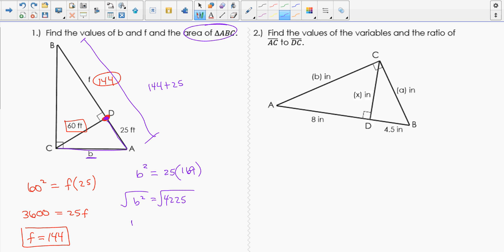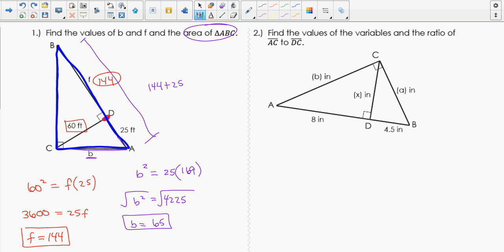And it works out nicely, so I don't have to worry about simplifying. It works out nicely to be 65. So now I know what F is, I know what B is. Now I can find the area of triangle ABC. And I can see that triangle ABC is this triangle.